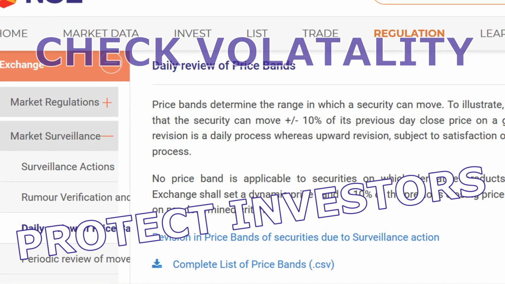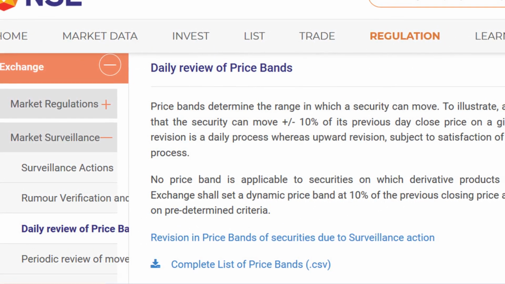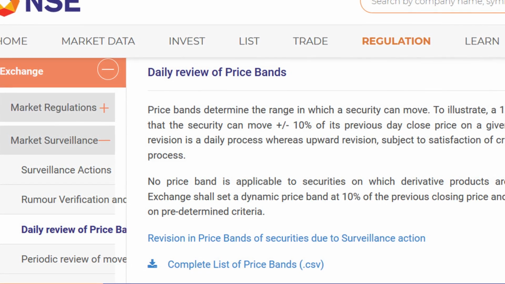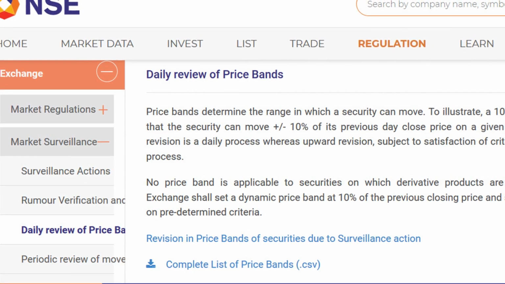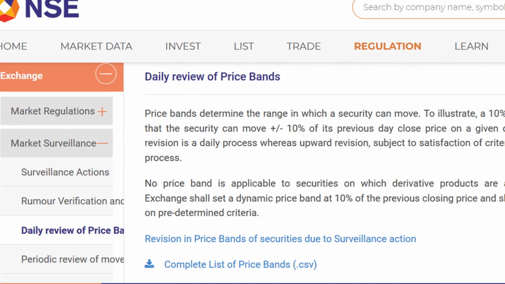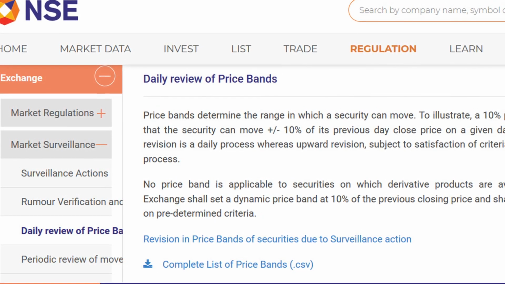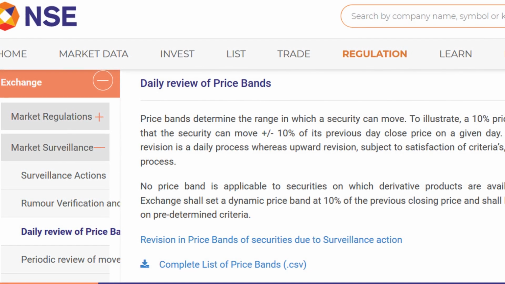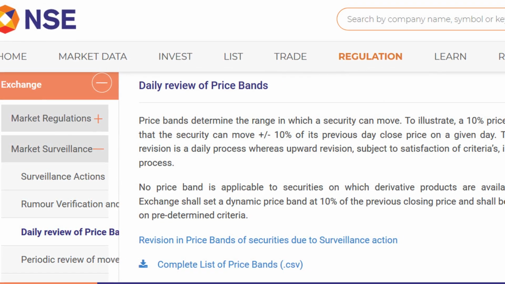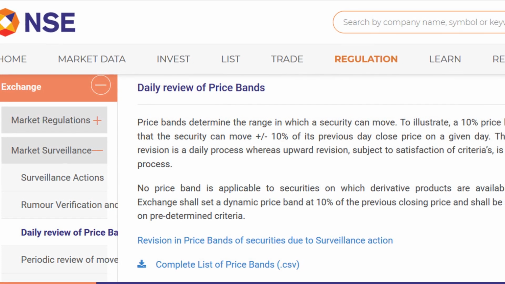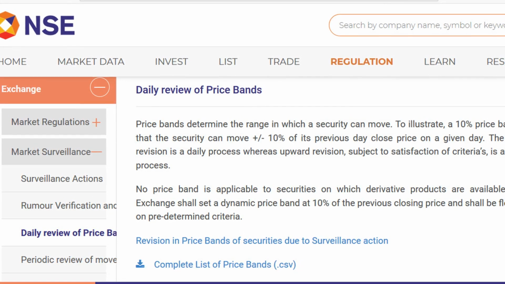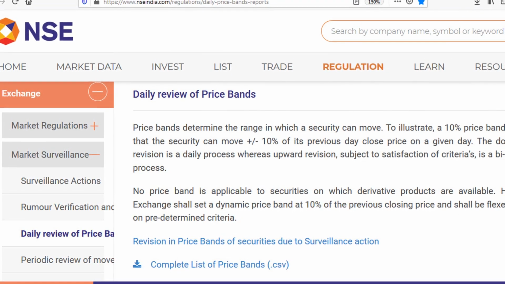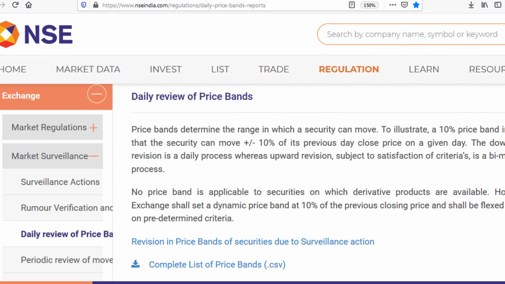Price bands determine the range in which a security or a stock can move. For example, a 10% price band implies that the security can move plus or minus 10% of its previous day close price on a given day. The downward revision is a daily process, whereas upward revision subject to satisfaction of criteria is a bi-monthly process. No price band is applicable to securities on which derivative products are available.